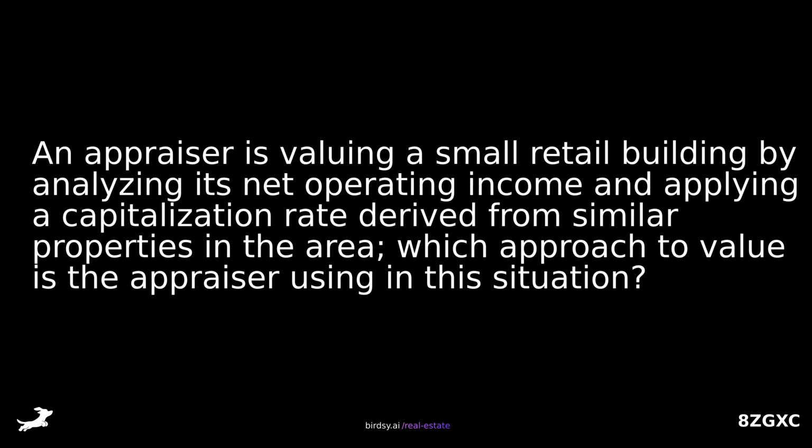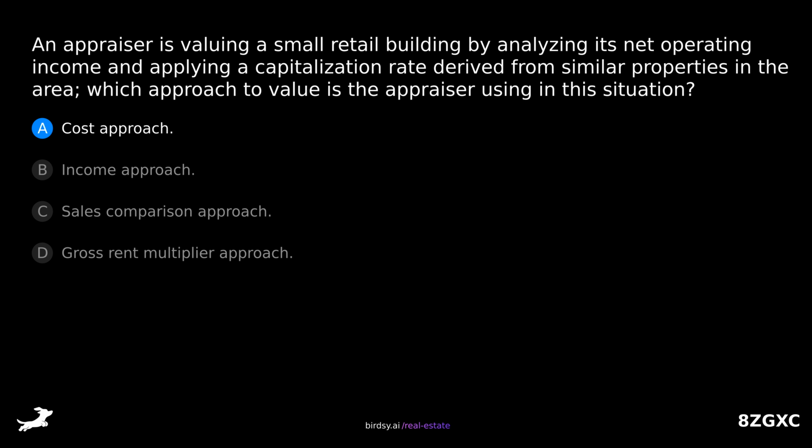An appraiser is valuing a small retail building by analyzing its net operating income and applying a capitalization rate derived from similar properties in the area. Which approach to value is the appraiser using in this situation? Is it A. Cost approach, B. Income approach, C. Sales comparison approach, or D. Gross rent multiplier approach? The correct answer is B. Income approach.